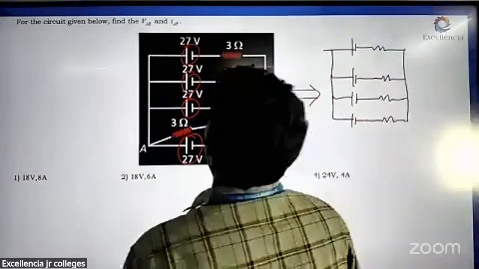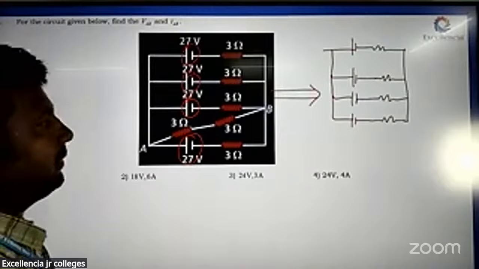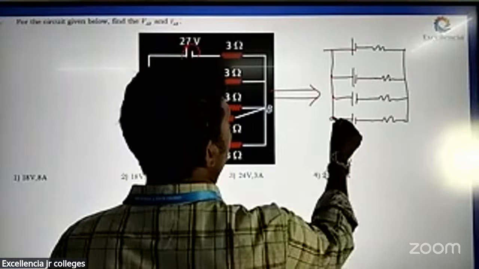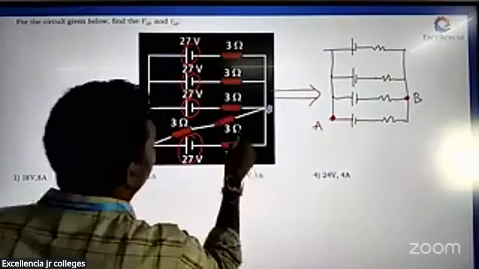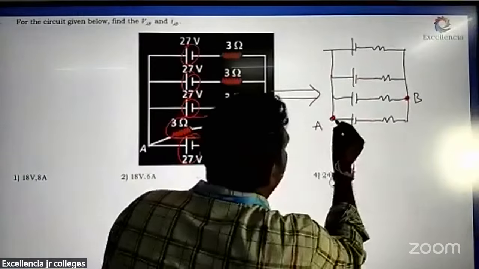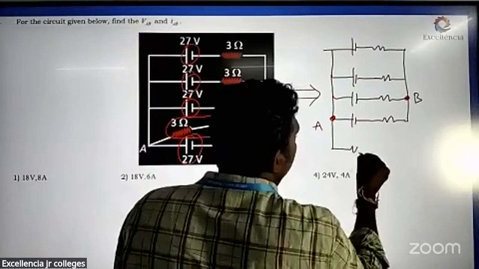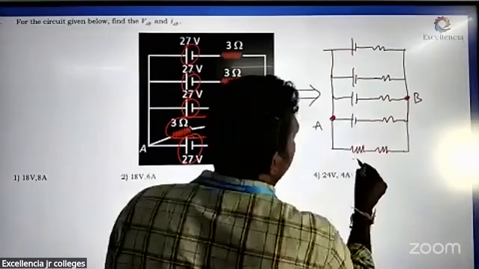Now, they have given 2 points, A and B, and they are asking about the part between A and B. This point is A, and here this point is B. Between these two, they have given this 3 ohms and 3 ohms. So we can draw this like this. This is 3 ohms.